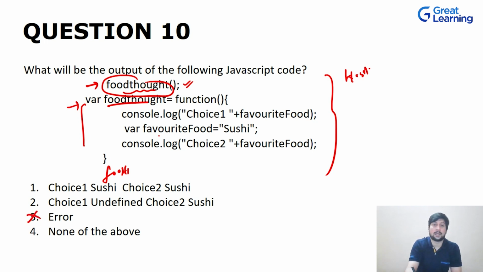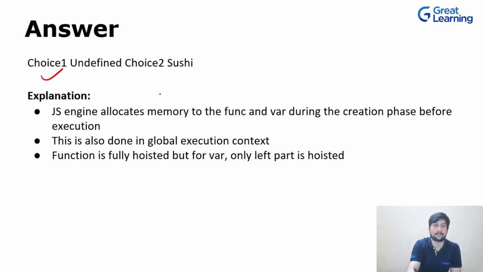So this is out of the picture. As you can see over here, favorite food has been defined over here, and we are trying to access it over here. So clearly, again, the hoisting will happen. Not the function hoisting this time. The var will be hoisted, and this favorite food will be undefined. So you will get choice 1 undefined, choice 2 sushi as your answer. This was about function hoisting, not the var keyword hoisting, whenever you are declaring your variables with the var keyword. So this is the answer. Choice 1 undefined. Same thing has been said over here, that functions are fully hoisted, and for var only the left part is hoisted. That is why you got the answer as undefined.